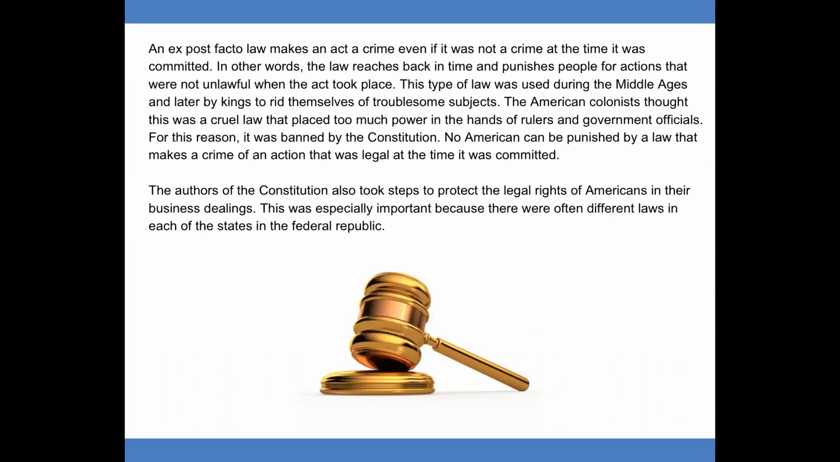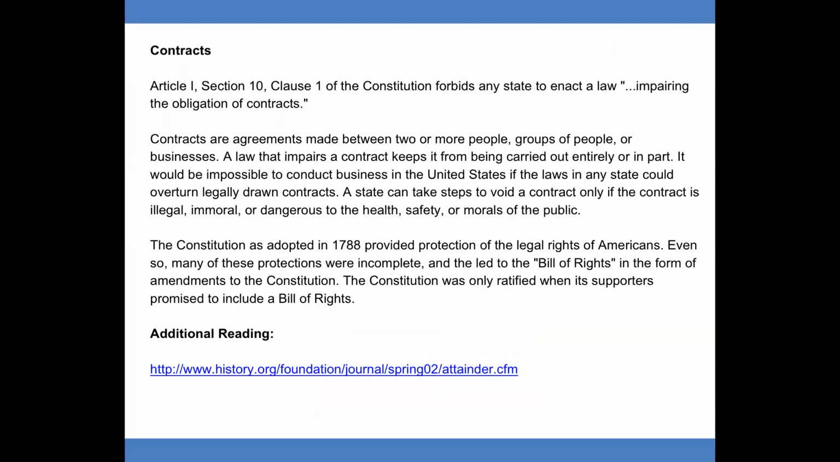The authors of the Constitution also took steps to protect the legal rights of Americans in their business dealings. This was especially important because there were often different laws in each of the states in the Federal Republic. Contracts. Article 1, Section 10, Clause 1 of the Constitution forbids any state to enact a law impairing the obligation of contracts. Contracts are agreements made between two or more people, groups of people, or businesses. A law that impairs a contract keeps it from being carried out entirely or in part.